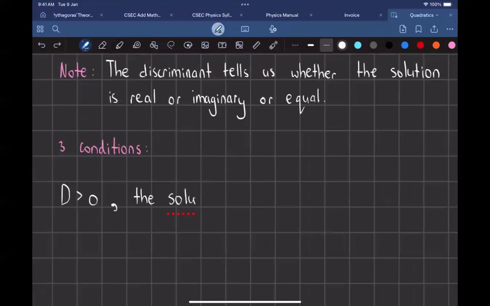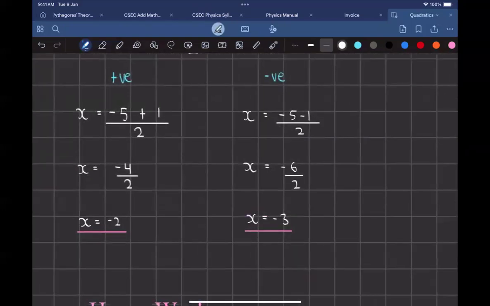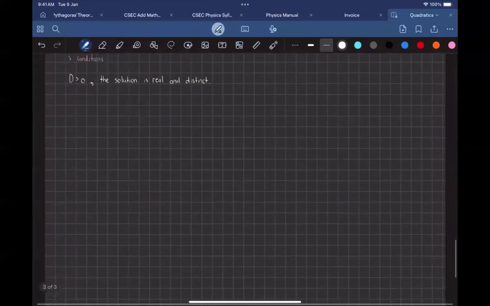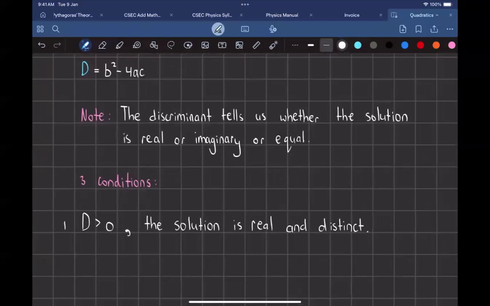the solutions are real and distinct. What do you think distinct means? Distinct means different. Were the solutions the same? No, -2 and -3 are different. So this is the first condition: if it's more than 0, the solution is real and distinct.